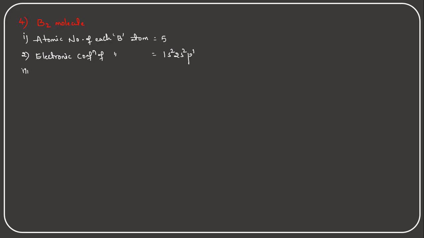And the third point of this molecular orbital theory is we have to know the total number of electrons in the B2 molecule. So in the B2 molecule, how many electrons are there? Total 5 electrons, plus another boron atom is also having 5 electrons. So the total number of electrons is 10.